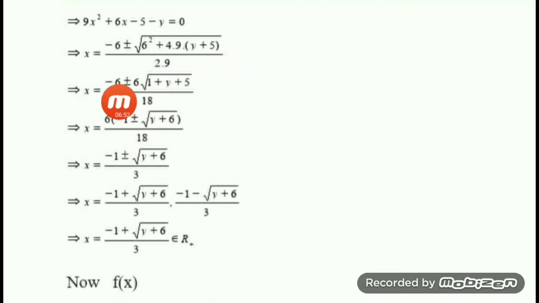Simplify. Again in this expression, 6 I am taking common: −1 ± root of (y + 6) is left. 6 and 18 will be cancelled out, this is common so we can cancel, and 3 will be left. This step I hope you understand.